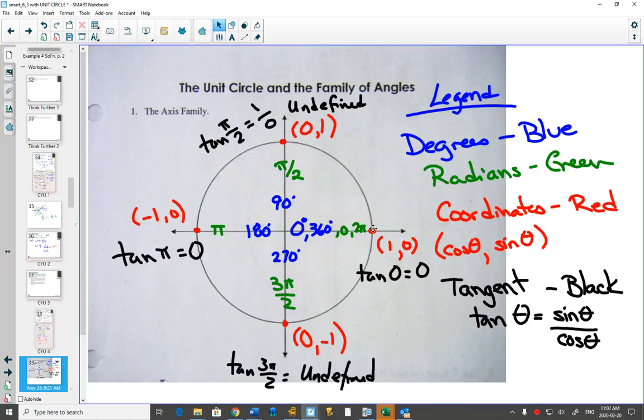If I asked for cos of 3 pi over 2, Josh, you got to pick someone.